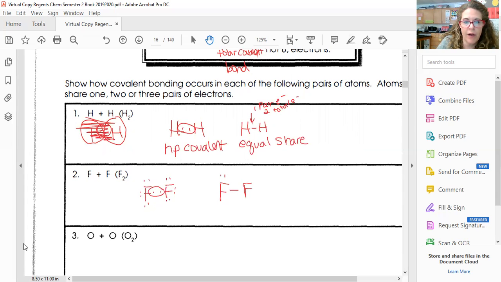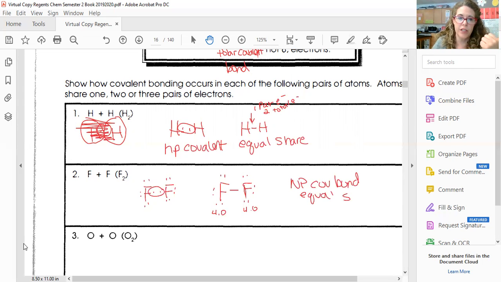These are Lewis dot diagrams. It's not a Lewis dot diagram if there's no dots anywhere, right? I do need to include those dots. Fluorine, each of these has a 4.0 electronegativity, right? So this is also a non-polar covalent bond. And again, an equal share. Because I've got a 4.0 pulling that direction, 4.0 pulling that direction, that cancels each other out. So equal share of electrons.